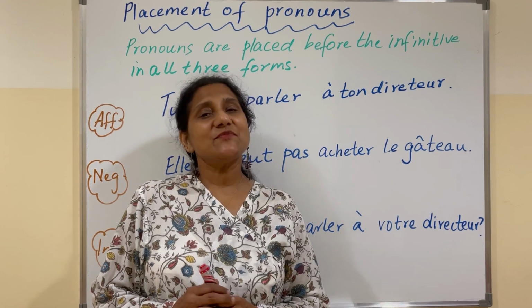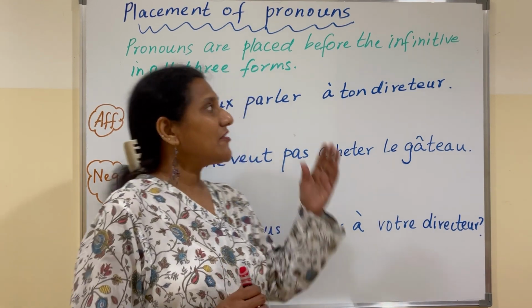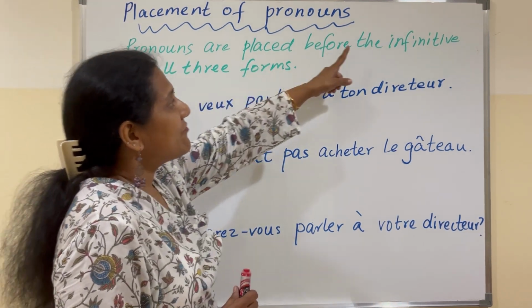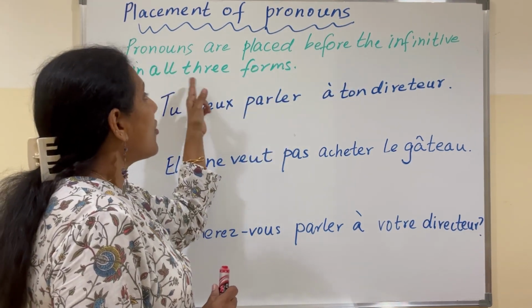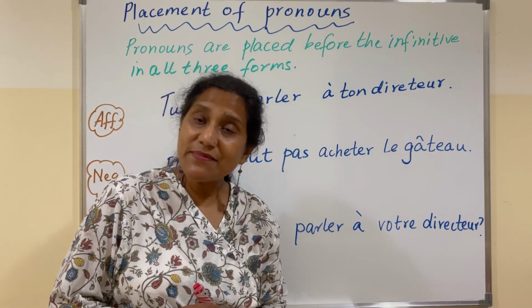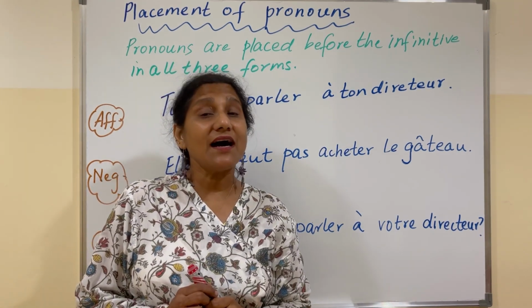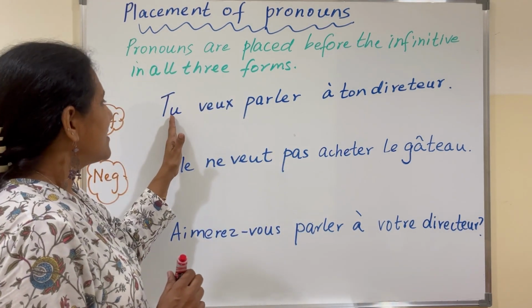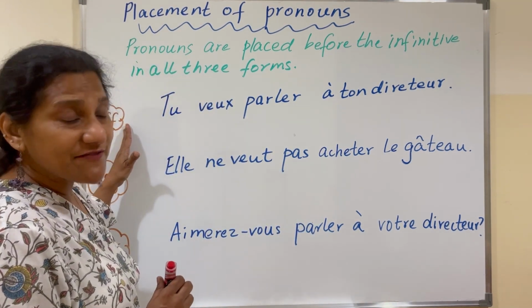Let's learn the placement of pronouns when there are two verbs. Pronouns are placed before the infinitive in all three forms. What do we mean by infinitive? It means unconjugated form. So here we've got, let's look at an example in an affirmative sentence.